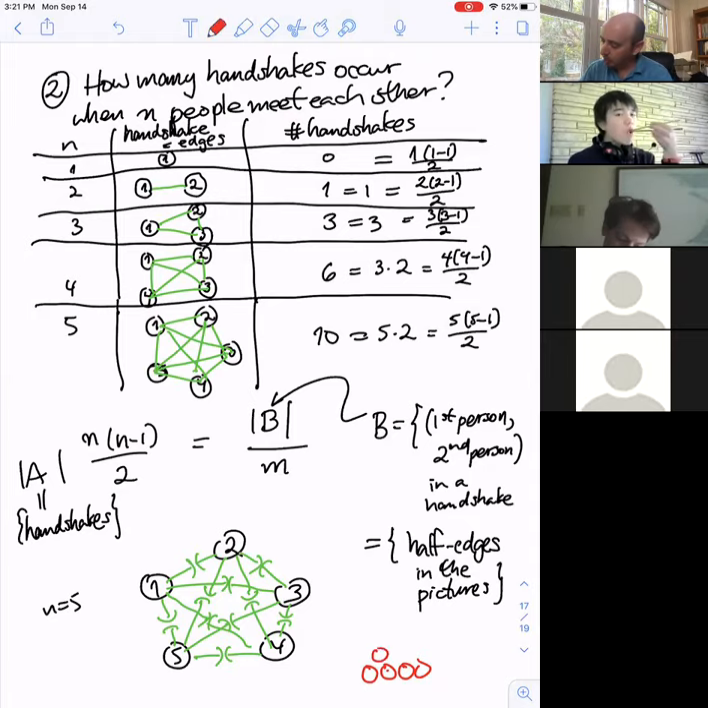I could stack them up like bowling pins here. 3, 4, and 5. Maybe I should even put these 2, 3, 4, 5, 3, 4, 5. And you keep doing it like this. If I take 3 and look at who are the larger things that it's doing handshakes with, it's just 4 and 5. And then finally, if I look at 4 and ask who are the larger numbers that it's handshaking with, it's just 5.